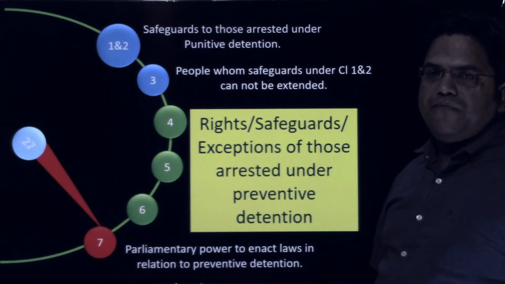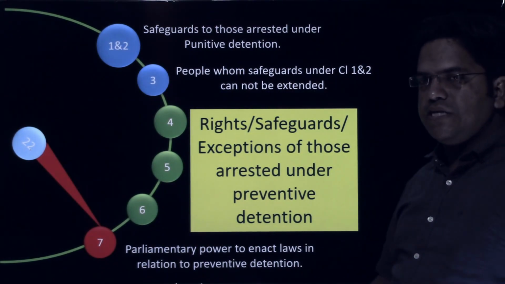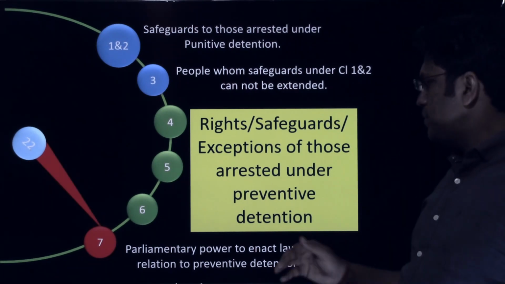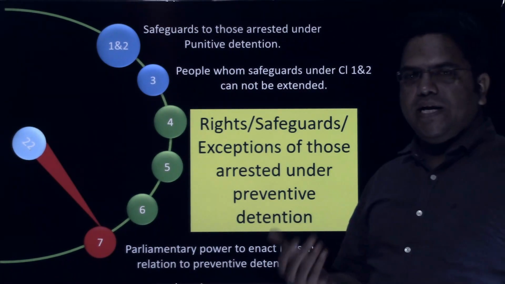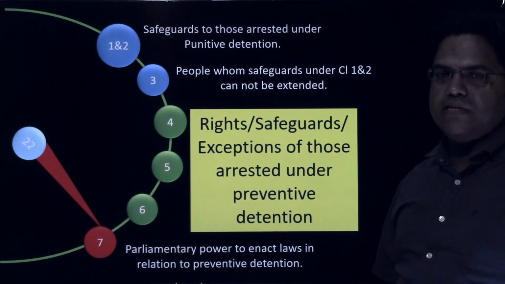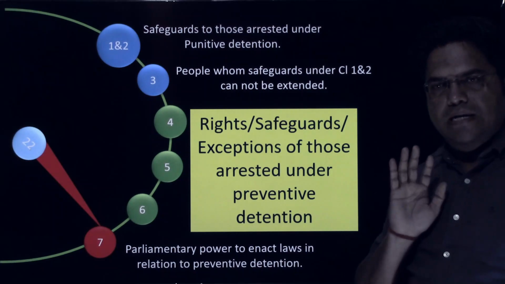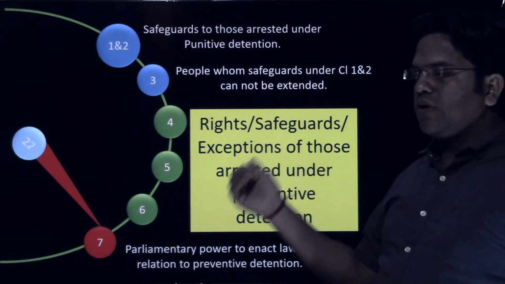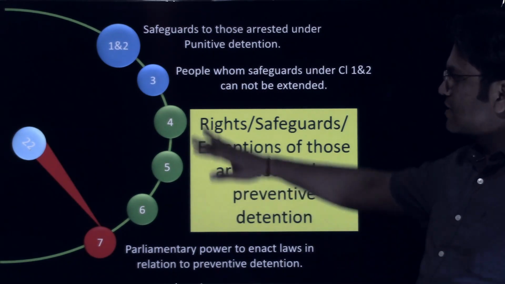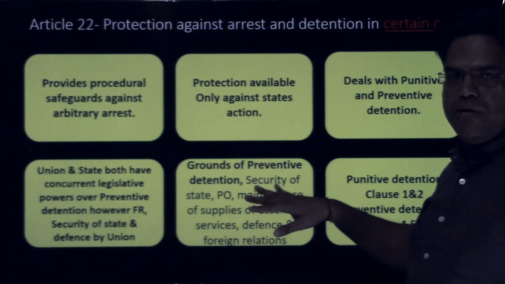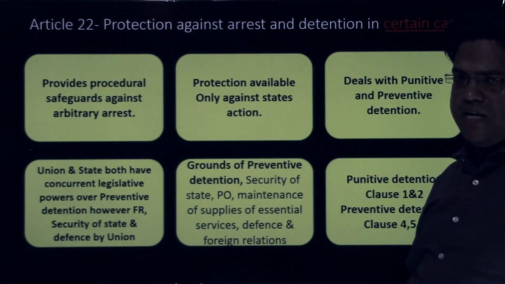Thereafter clauses 4, 5, 6, these 3 clauses deal with preventive detention, and the 7th clause tells you about parliamentary power in relation to enacting the laws for preventive detention. So I hope you now have a structure at least, right, of what these 7 clauses deal with. Now let us get into the next slide and let us discuss these clauses separately, right? So these are just the notable features of this Article 22.